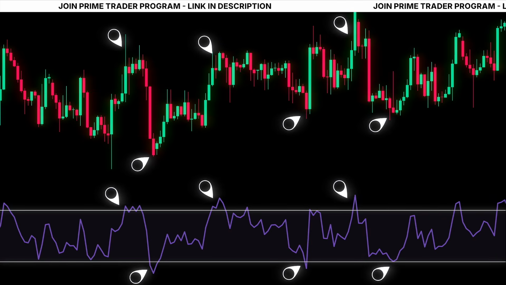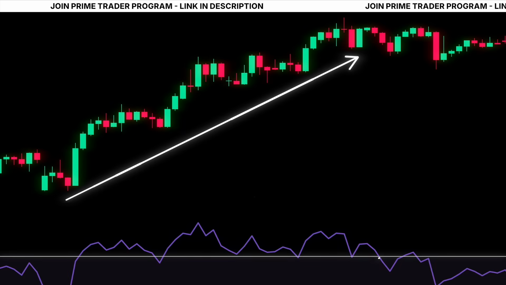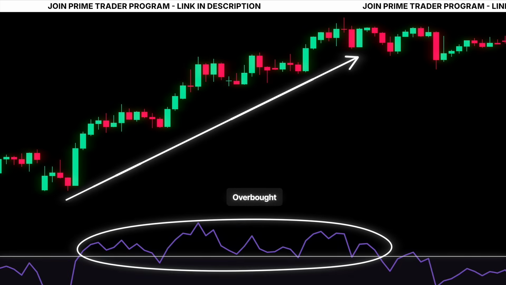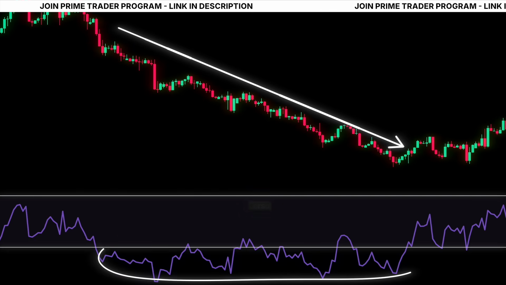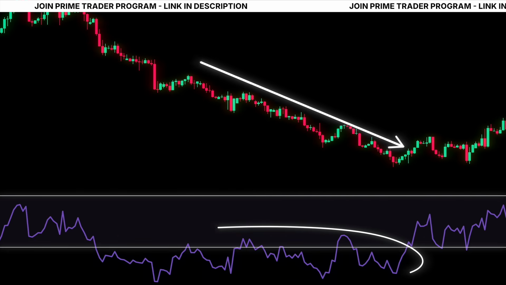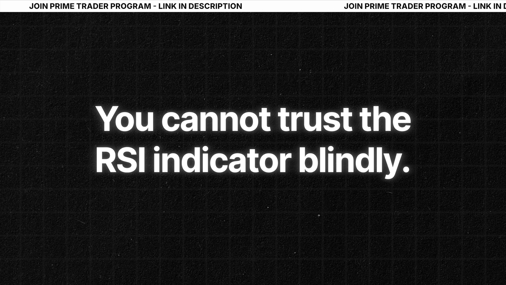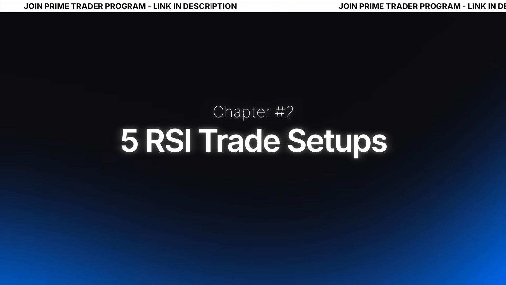The overbought and oversold zones can be accurate in a ranging market. However, in a strong uptrend, the RSI can stay overbought for a long time before reversing downwards. Similarly, in a strong downtrend, the RSI can stay oversold for a long duration before reversing upwards. Therefore, you cannot trust RSI indicator blindly. Now let's take a look at the 5 trade setups of the RSI that can actually be trusted.